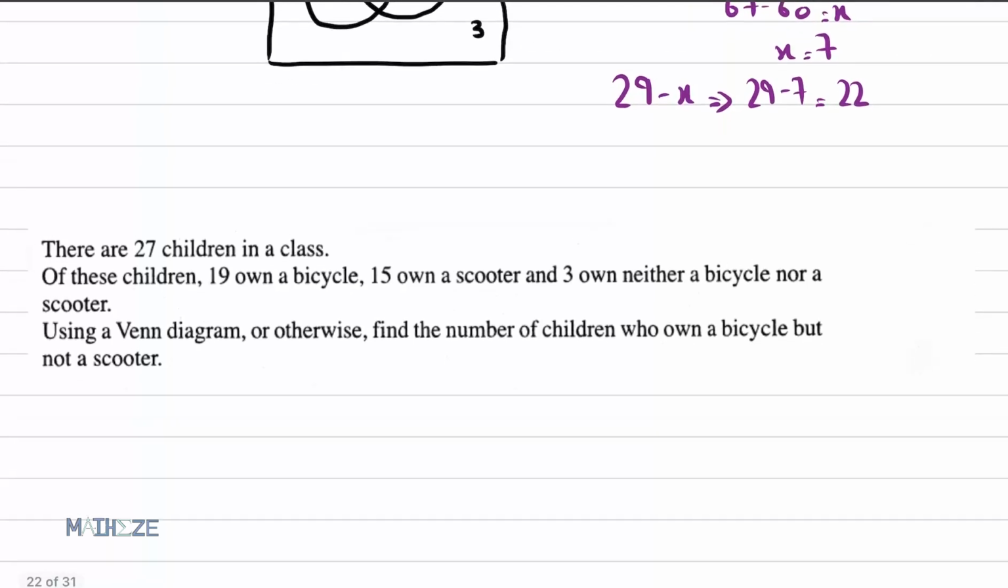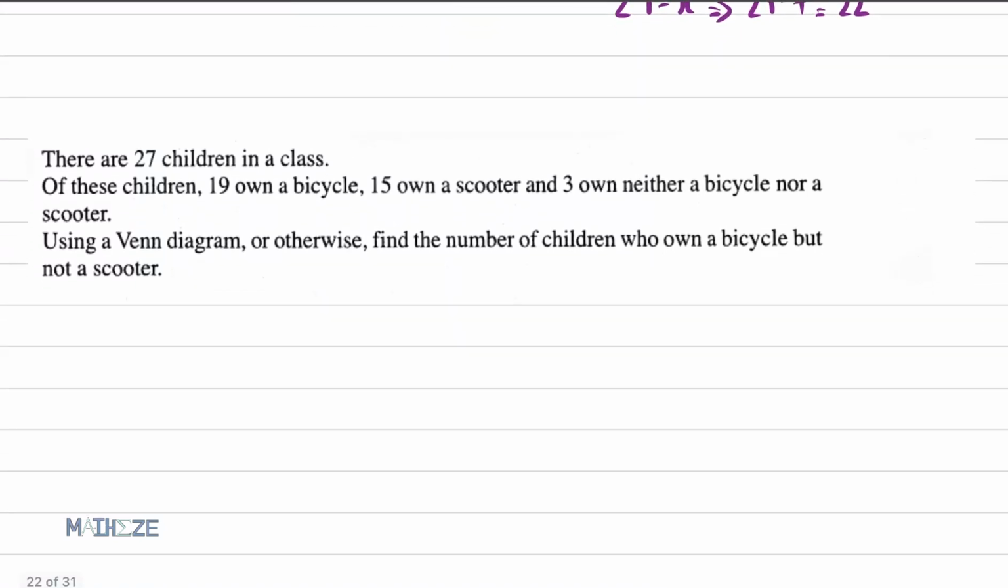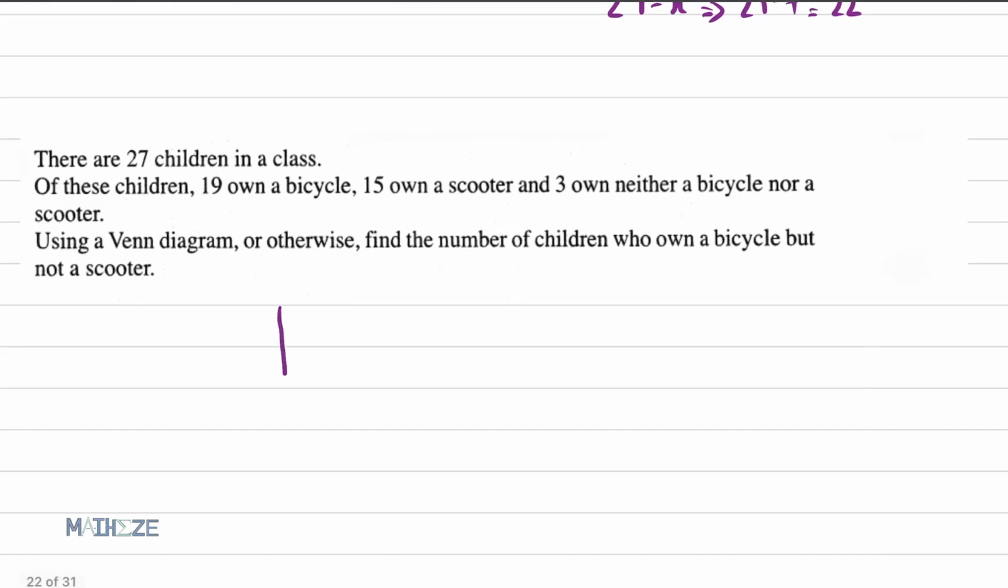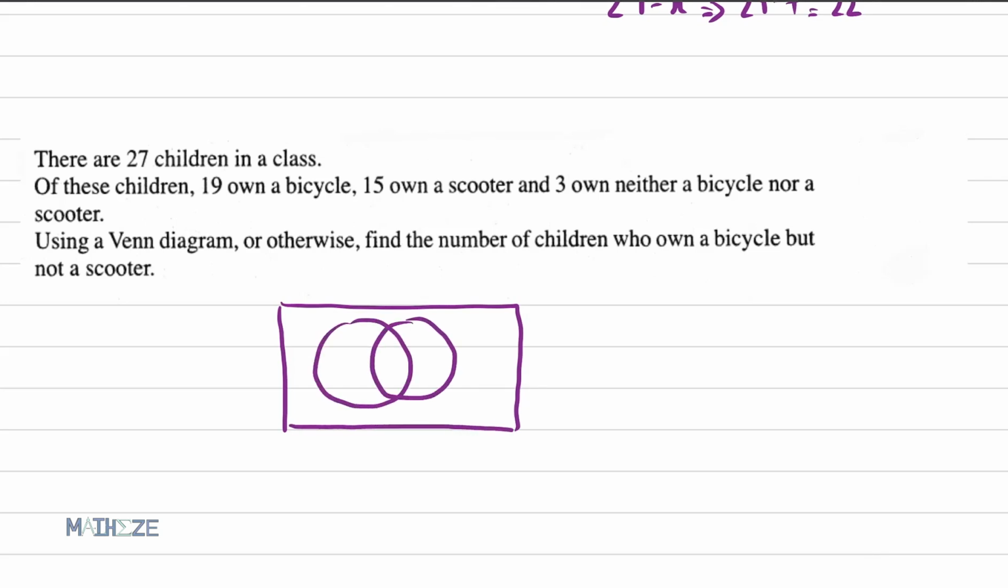Let's do one more example. It says there are 27 children in class. Of these, 19 own a bicycle, okay, and 15 own a scooter. So I make a Venn diagram, one for bicycle, one for scooter, and 3 own neither a bicycle nor a scooter. 3 is going to come here. In the middle, we don't know how many students own bicycle and scooter both.